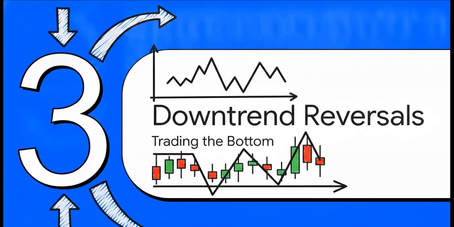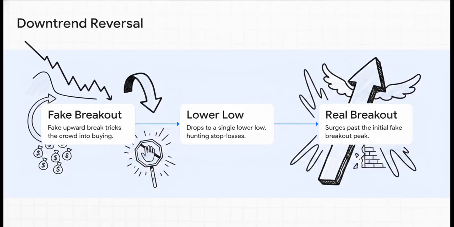Okay, let's flip it. Part 3, mastering the downtrend reversal. In a downtrend, you're essentially just looking for the mirror image of what we just talked about. First, wait for that fake breakout upward. The crowd thinks the downtrend is finally over, so they aggressively buy in. Second, the market suddenly drops to create a single lower low, and this is specifically hunting the stop losses of all those eager buyers. And then finally, step 3, you enter long the second the price surges past the peak of that initial fake breakout, because that right there is the real move.